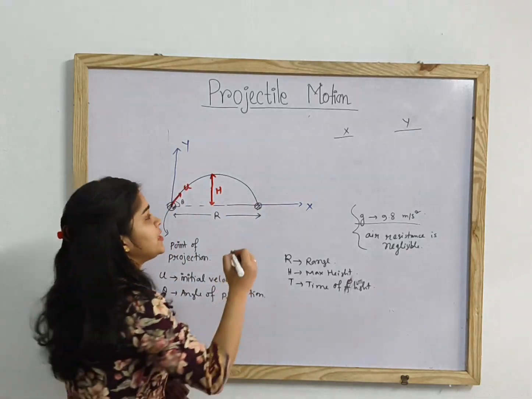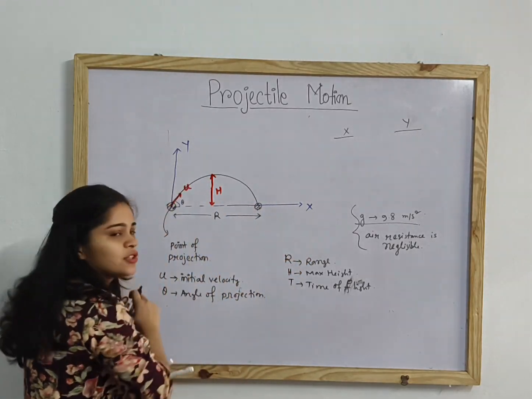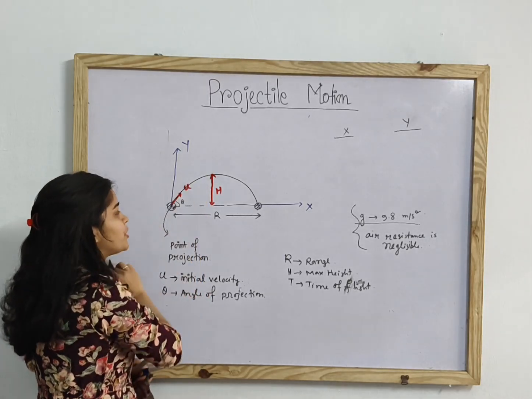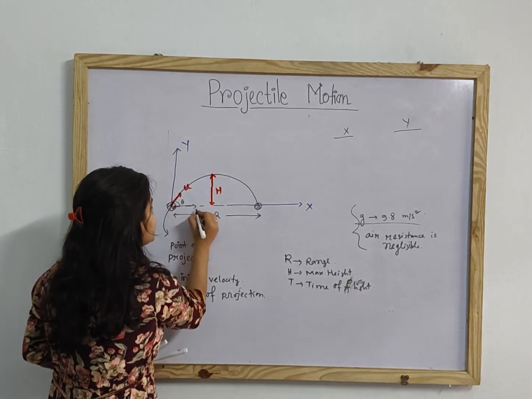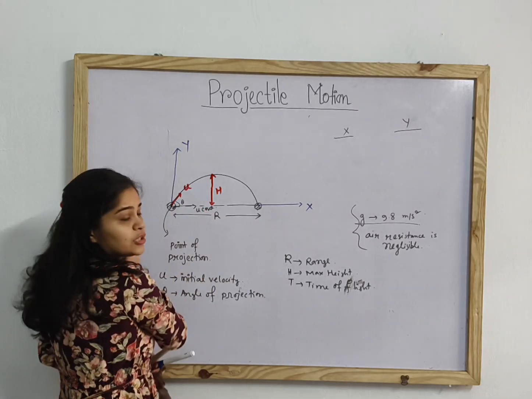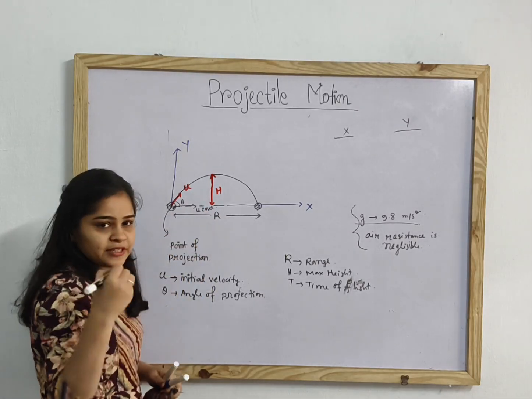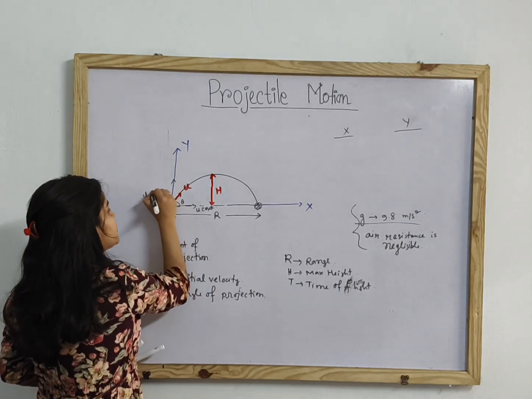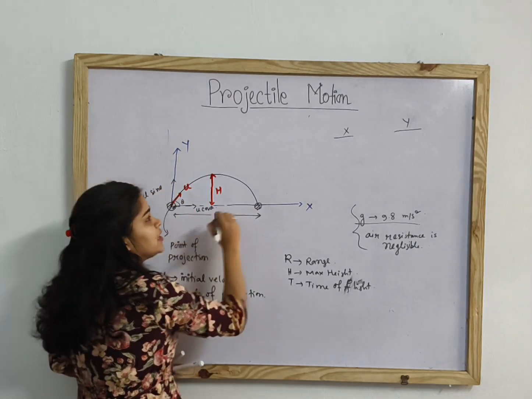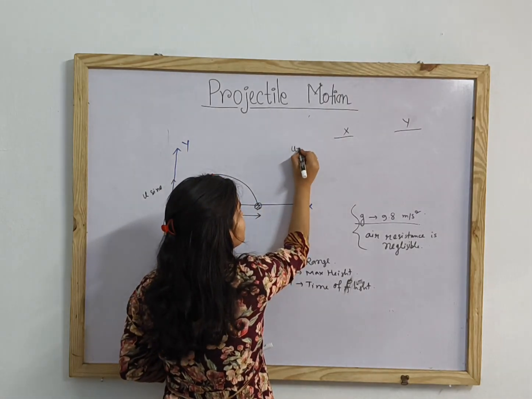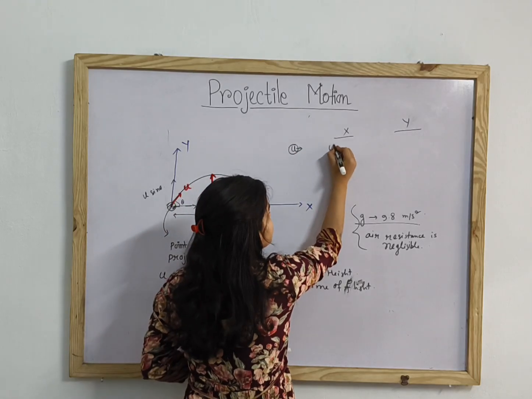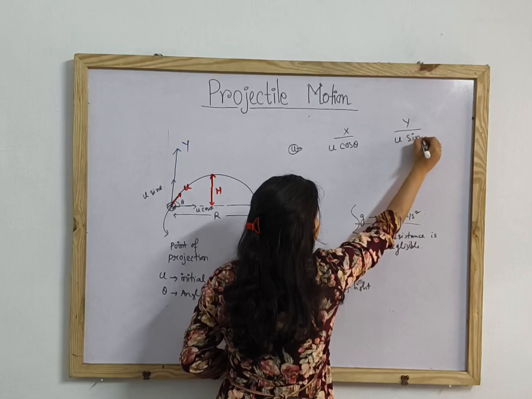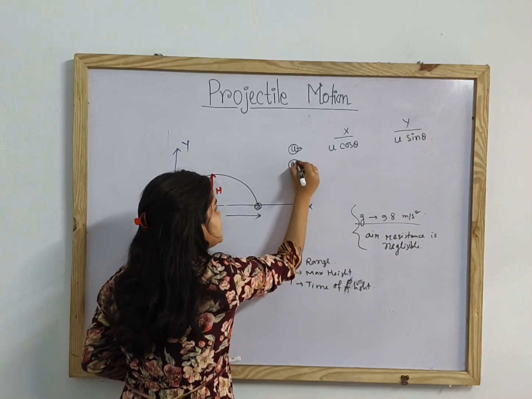Suppose the initial velocity is u. If you resolve this velocity into two components, obviously along the x-axis the value will be u cos theta, as you did in the vector chapter, and along the perpendicular direction it is u sin theta. So for the initial velocity, along the x-axis u will be u cos theta, and along the y-axis u will be u sin theta. What about the acceleration part?